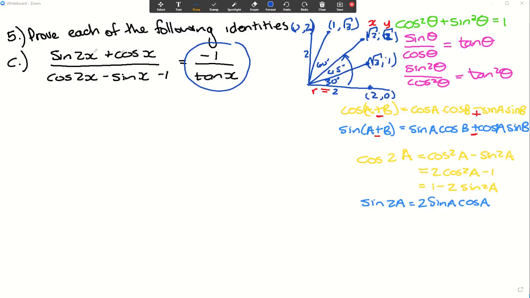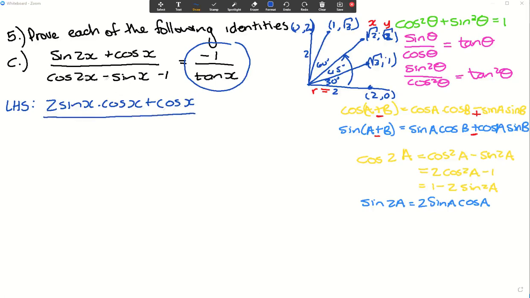Now, whenever we're trying to simplify, we need to think about ways in which we can factorize. If I've been given a sin 2x, there's only one ratio that we can use. So let's take the left-hand side, that ends up being 2 sin x cos x + cos x. In the top here, I can take out a common factor of cos x, which we'll do in the next line, but let's deal with the bottom.